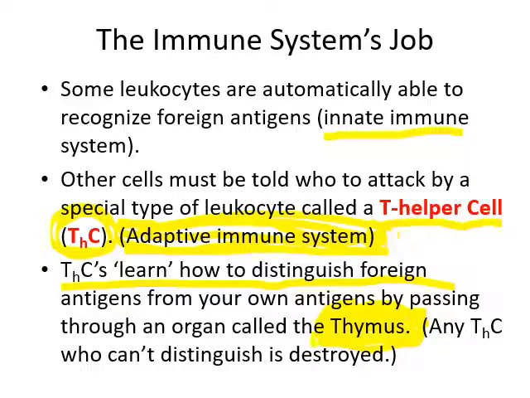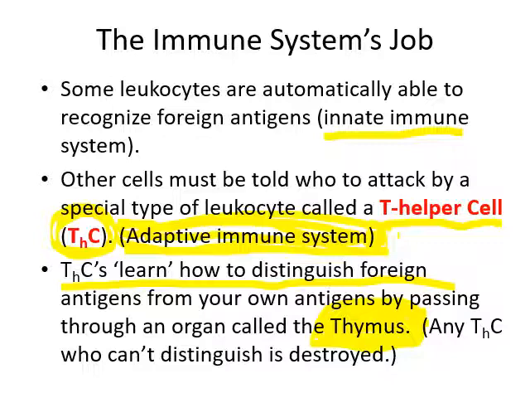The thymus, the subject of today's lecture, is part of the immune system. And what the thymus does is it's a place where T helper cells go to learn how to distinguish the difference between foreign invading proteins and your proteins. Now in fact, they don't actually learn anything. That's kind of a metaphor. That's an analogy.